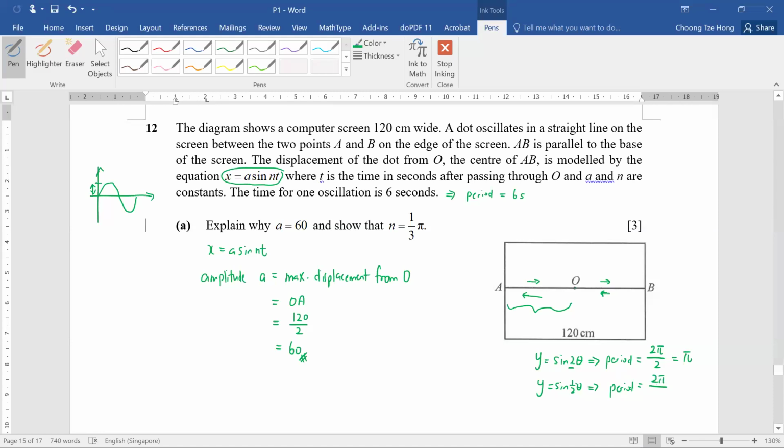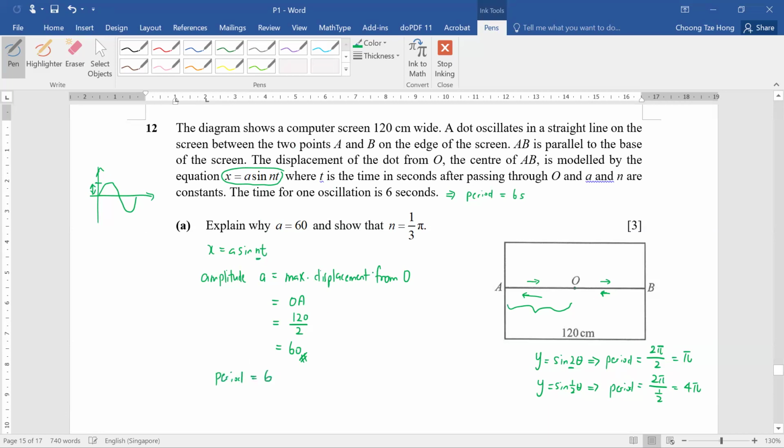2 pi divided by the number in front of the x or theta. In this case, divide by half, you will get 4 pi, right? Okay, so in this case, the number in front of the t, now it's t, not theta, is n. So let's form an equation.